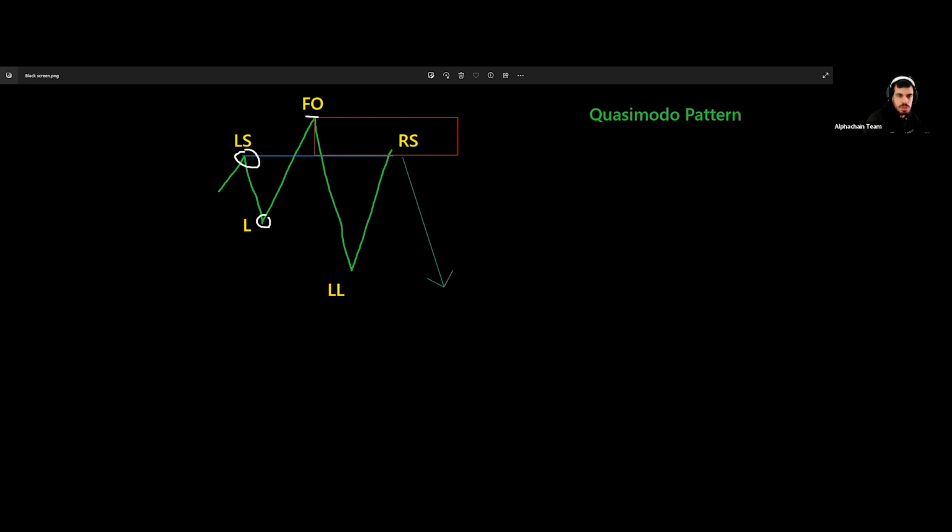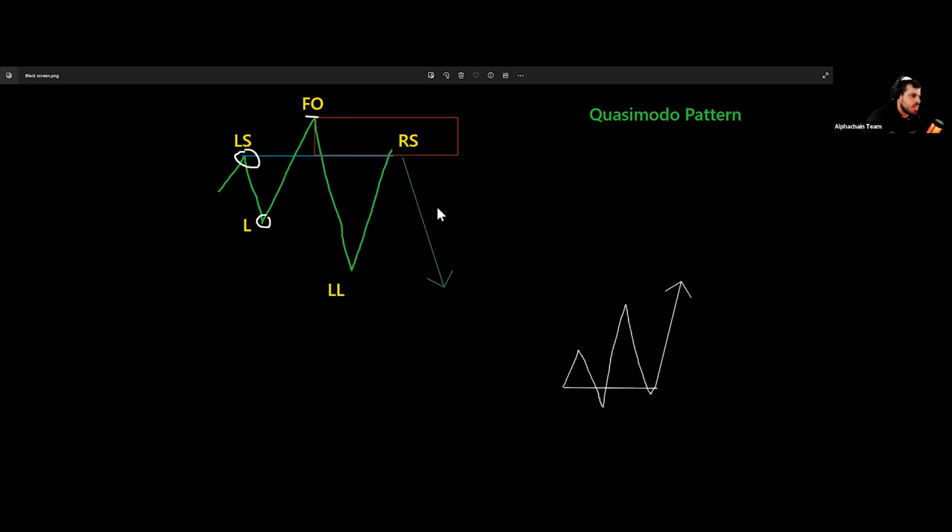In theory, if you have a Quasimodo pattern, when price approaches the right shoulder, which is usually aligned on the same horizontal line as the left shoulder, you should be selling in here and expecting price to go to the downside. So this is in theory what you should be looking for. In this case it's a short opportunity. You can flip it, and it's going to be a long opportunity, something like this, and from here you can attempt to look for longs.